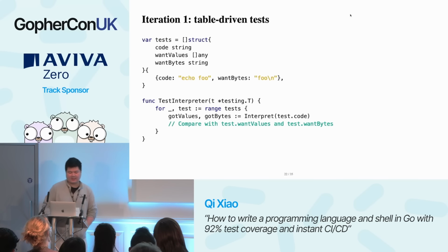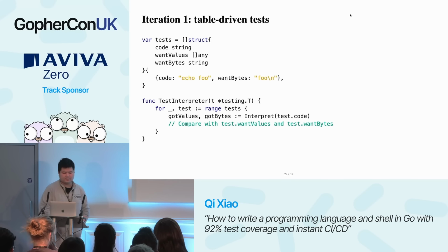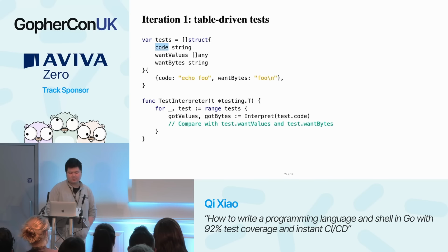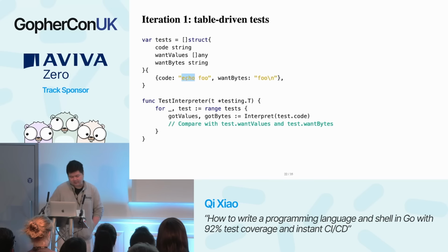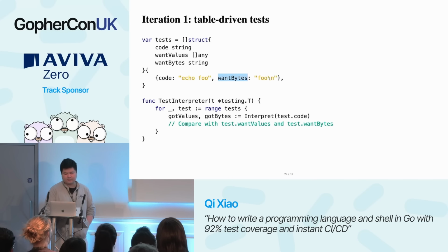All right, so let's write a classical table-driven test for the Elvish interpreter. This is how it would look. The input is just code, and for the output we define what kind of values we want, and which bytes we want. So for instance, if I want to write a test against the echo command, this is what I do. The code is echo foo, and the bytes I want are foo and then a new line, because the echo command implicitly adds a new line for you.